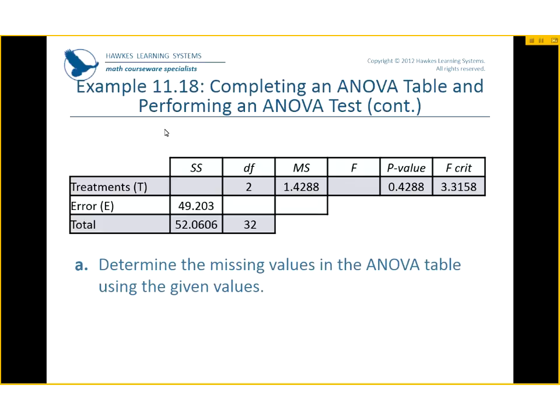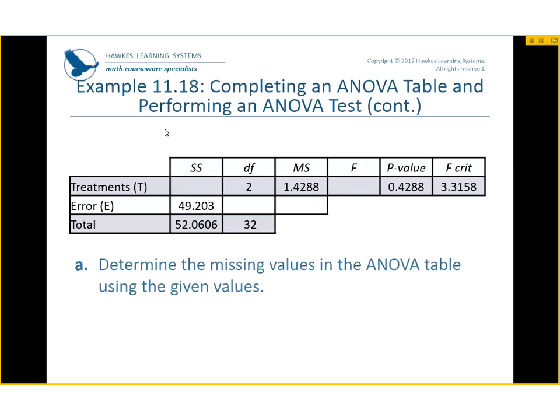When you do it in Hawks, you're going to have to use the table to figure out how to do these. I didn't go through everything step by step because it's kind of difficult, but if you want the actual table itself, go to page 769 in the book. Okay, we're missing some values in this table. We're missing the sum of squares treatments. For the sum of squared errors, we get 49.203. The sum of squares total is 52.0606.